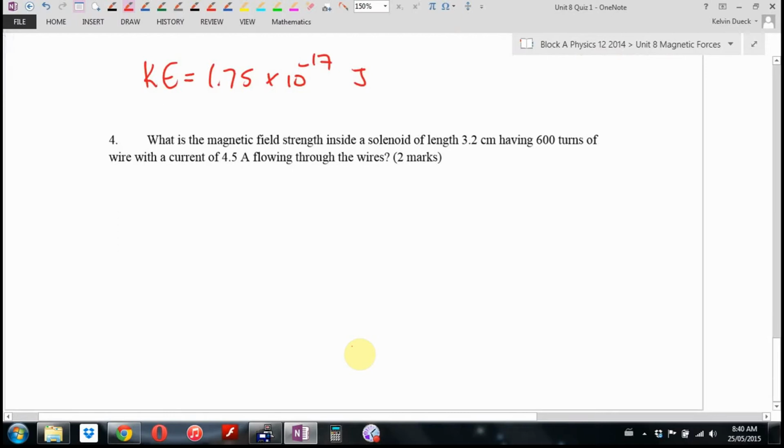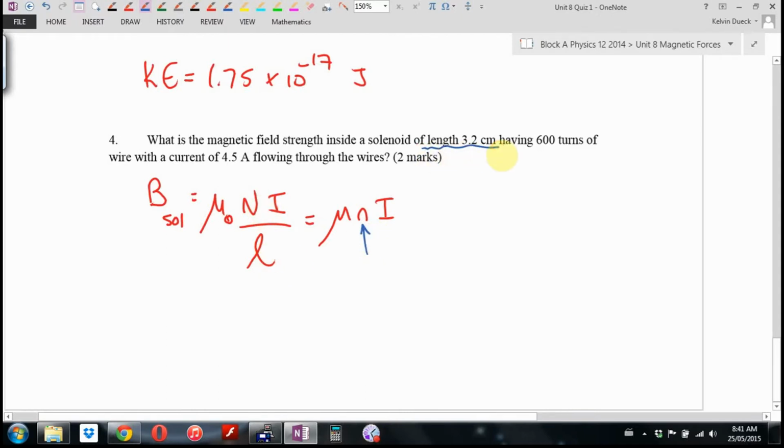Number 4, what's the magnetic field strength? Okay, magnetic field. Oh, from a solenoid, I usually put a little SOL down there to remind myself I'm finding the magnetic field of a solenoid. Now, for the magnetic field of a solenoid, there's actually 2 formulas. There is this one, or there is that one. Which one am I going to use? Well, it depends whether they gave me the number of turns per meter, or the overall length. It looks like they gave me the overall length, so I'm going to use this one.